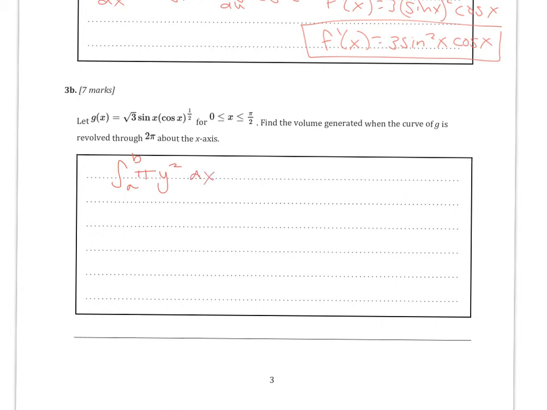dx. And so in order to find the volume of revolution, we are going to do pi, and I'm going to pull that pi forward because that's a constant, times y, which is square root of 3 sine of x, times cosine of x to the 1/2, squared dx. And it says that it's from 0 to pi over 2.